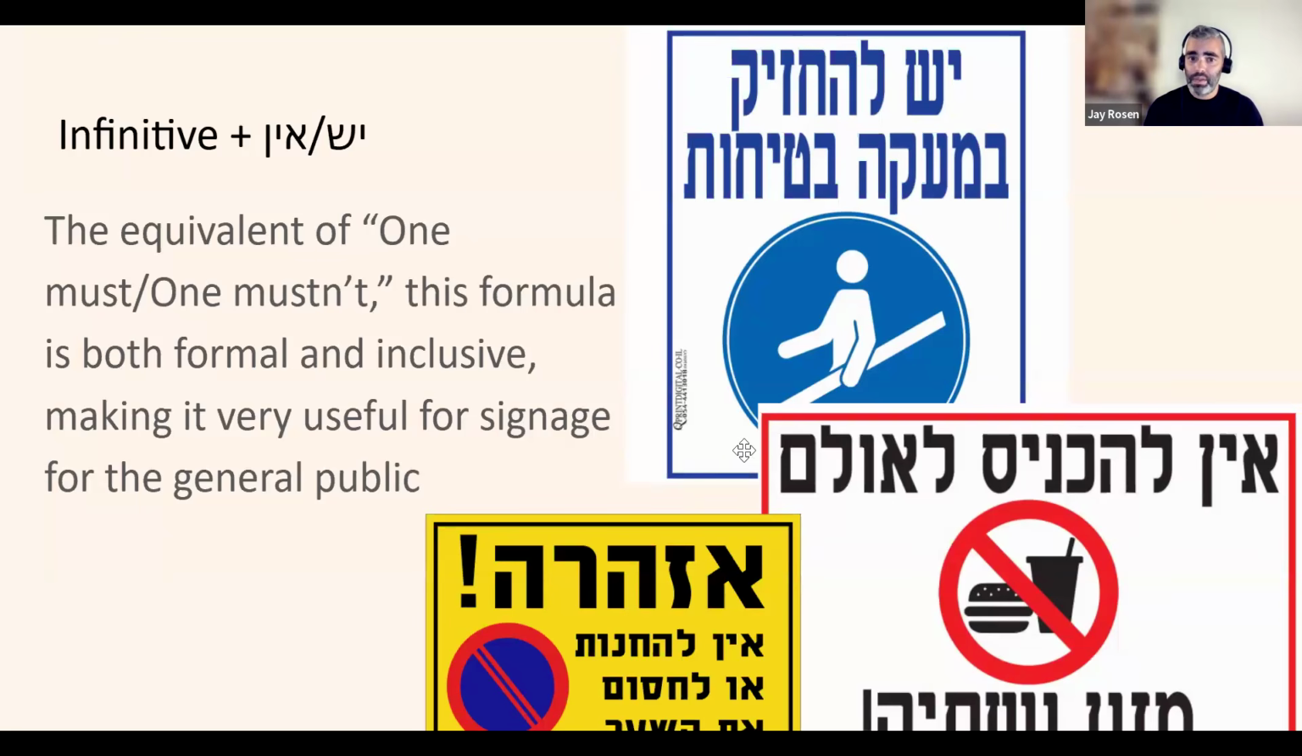What's the opposite of that? Our other word, ein. Ein lahachnis la'ulam mazon v'shtia. Again, let the warning sign illustrate for you. You see a classic picture of food and drink with a big slash through it. There's a reason why these are called universal signage, because they're universal. You don't need to know any of the Hebrew to know that picture means no food or drink allowed.